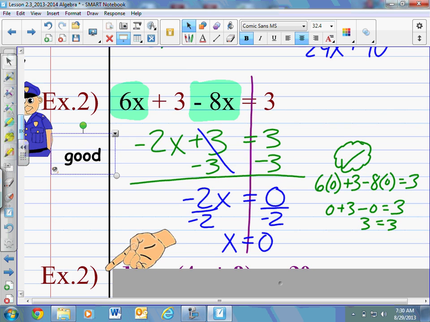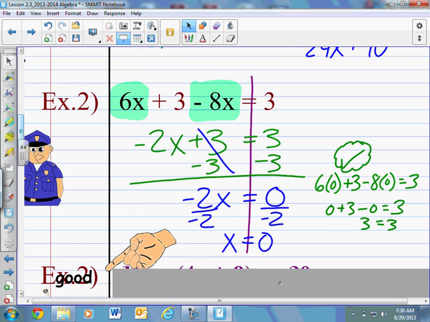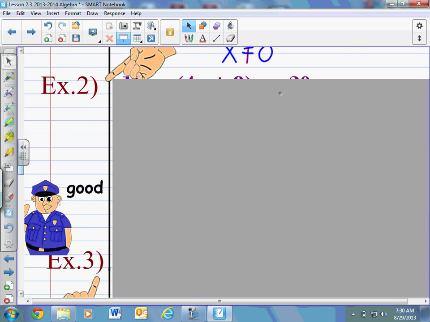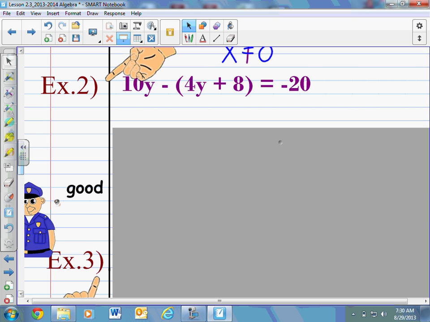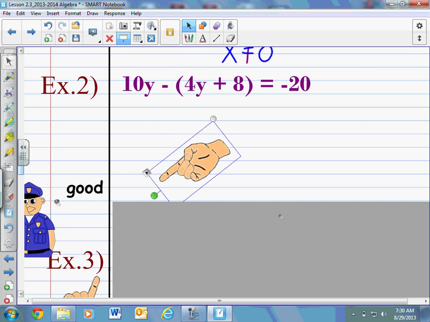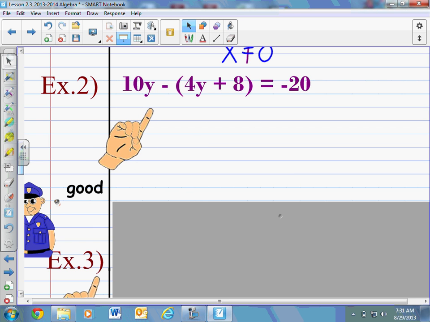Let's move on. Oh, let me bring this guy down. Bring both guys down. I think I'm numbering them wrong, so I think this is example 4. If I am, don't panic, just rewrite it and do your own example number properly. I'm more worried about the examples here. So write this down for me. Example 2 or 3: 10y minus, parentheses, 4y plus 8, parentheses, equals negative 20.